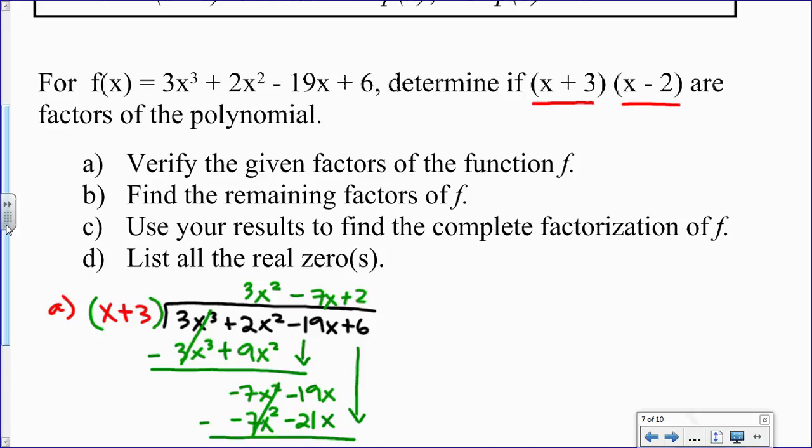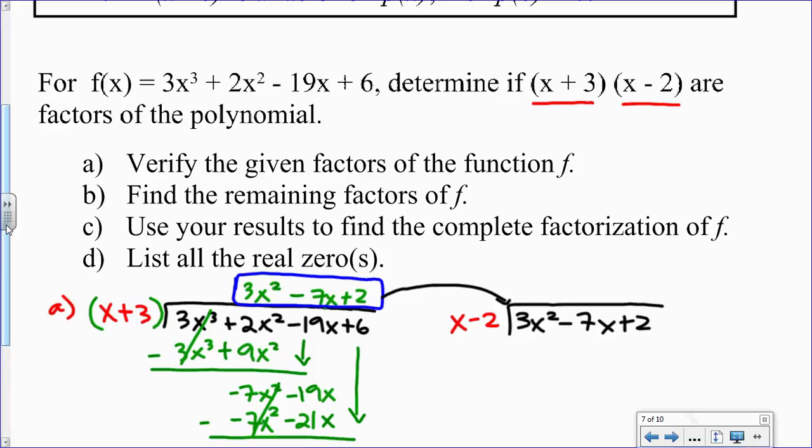What I can do though is now take this, my quotient, and make that my dividend, so I can break this down more. I know that x plus 3 and x minus 2 are factors of this whole thing. So since I used x plus 3 already, I know x minus 2 has to be a factor of what's remaining still. This will just make it a little bit shorter. So I want to now check my x minus 2, and I'm making this my new dividend.